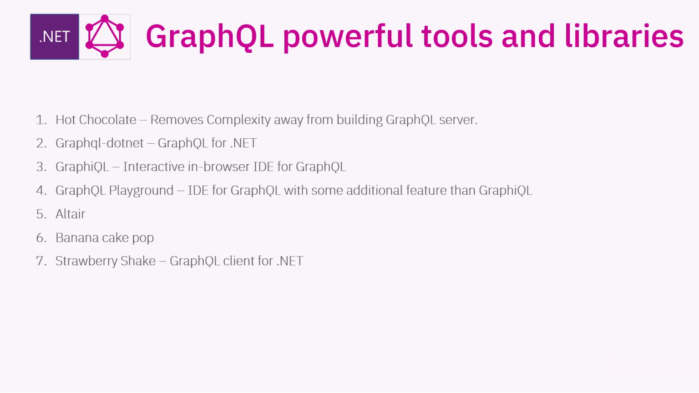Now let's see what the powerful tools and libraries used in GraphQL are. We have Hot Chocolate. It removes the complexity from the GraphQL server. We will see it when we work on the coding side. We have GraphQL.NET, which is just GraphQL for .NET. We have GraphiQL, an interactive in-browser IDE for GraphQL. GraphQL Playground is also an IDE for the browser. We have Altair, we have Banana Cake Pop, and we have Strawberry Shake, which is a GraphQL client for .NET.